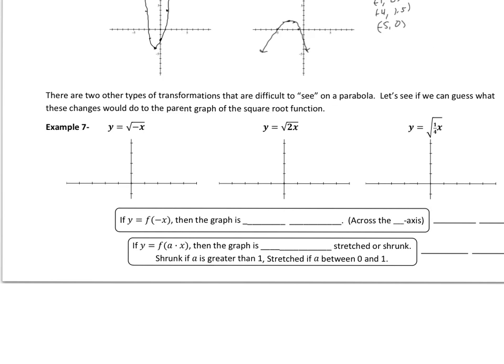All right, a couple other changes that we talked about that are kind of hard to just see. So let's look at it. We all know what the square root function looks like, right? Y equals the square root of x. It looks something like this, give or take. So what do you think that negative inside is going to do?